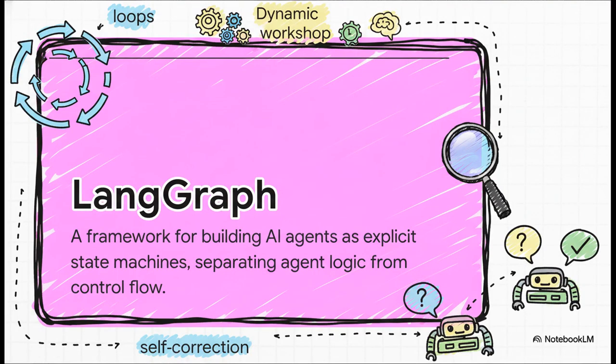So, at its absolute core, LangGraph treats AI agents as something called state machines. Now, what does that mean? It just means it creates this really clean separation between the agent's logic, that's the what it does, and the control flow, that's where it goes next. And that separation, that's the secret sauce. That's the key to all its flexibility and power.